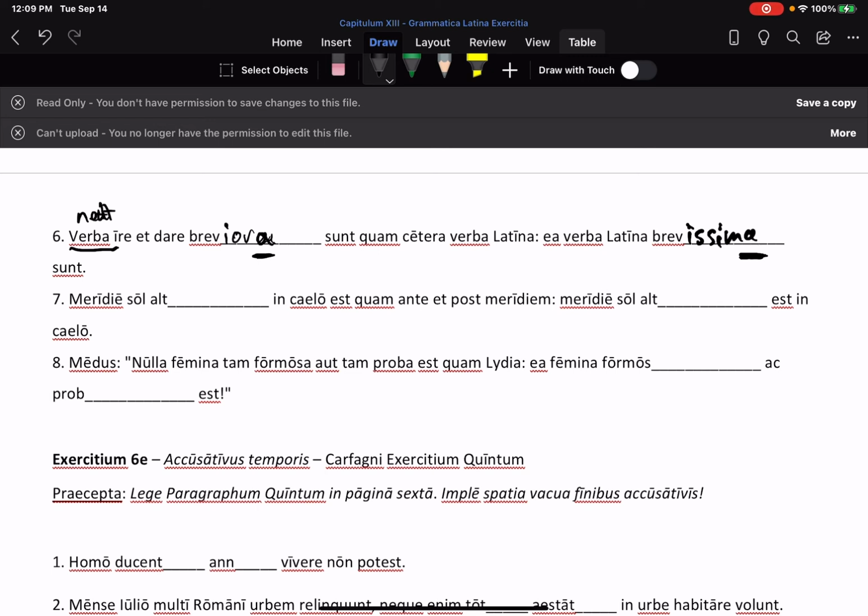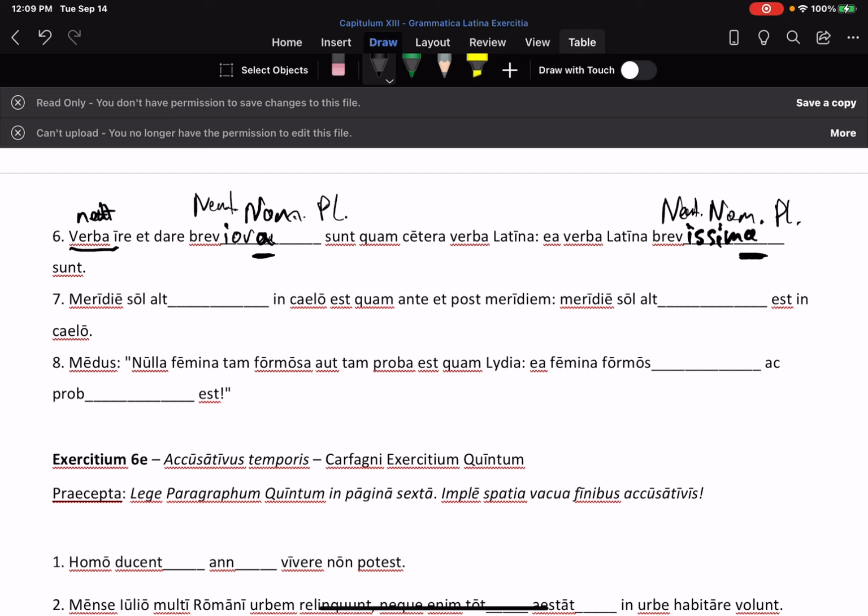I've been saying accusative for both of these, but I mean to be saying nominative plural. Though the accusative is also a. That's neuter nominative plural.